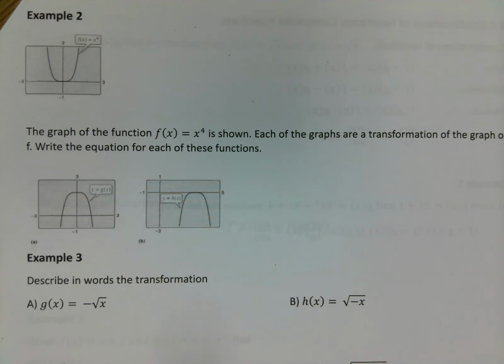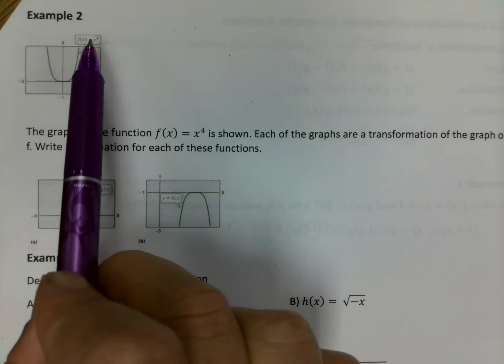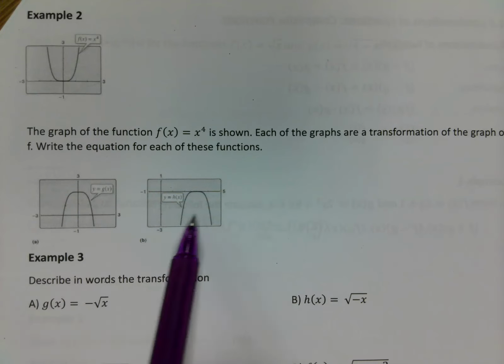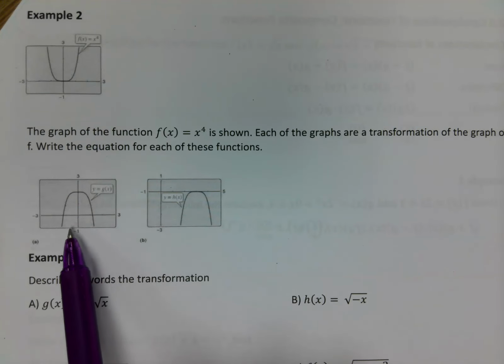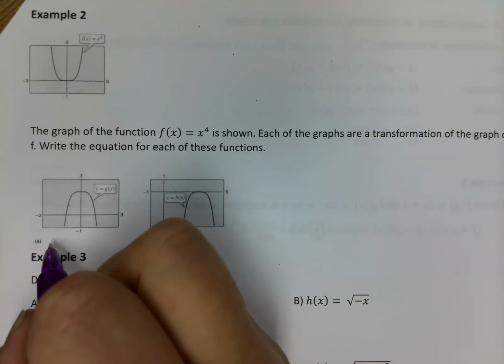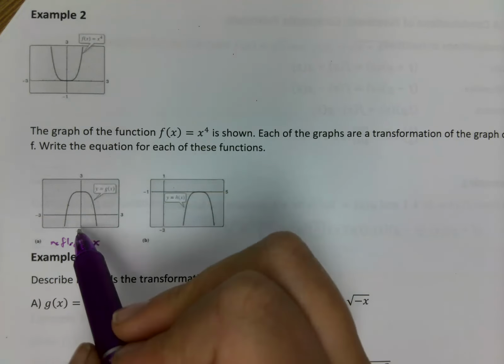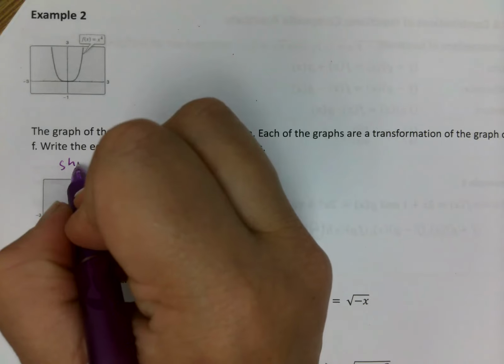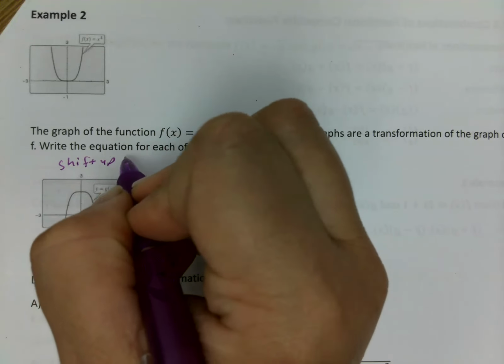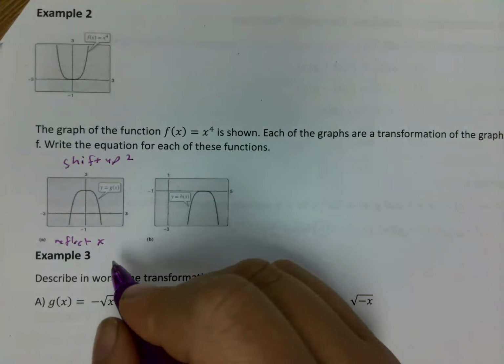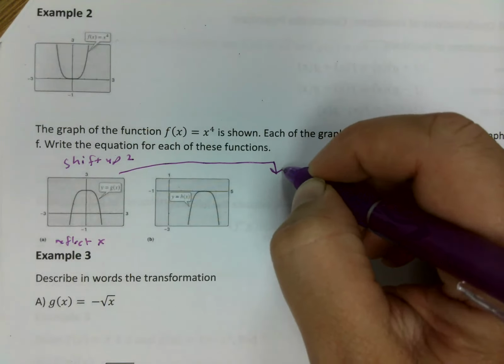So for this example 2, this is my original function. Here it says x to the 4th power. It says write the equations for both of these. Well, first if I look at this, it's going to reflect over my x, and it also has a shift up 2. So if I write this first one right over here, I should have put a space.